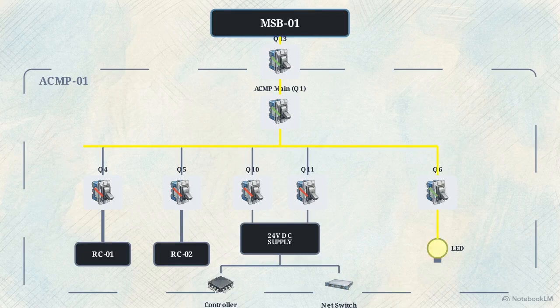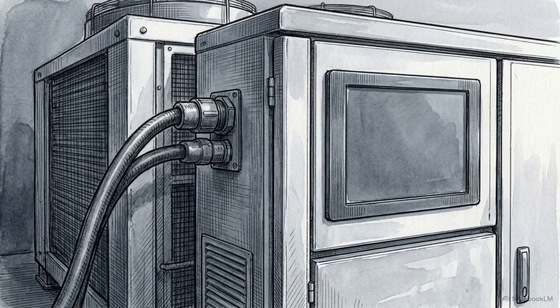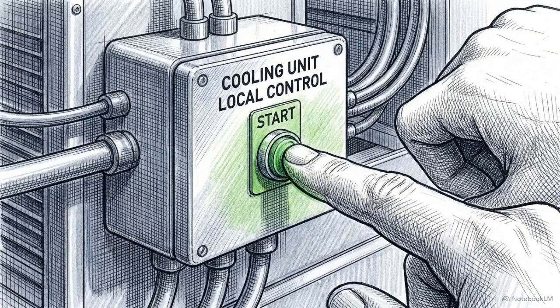Operators then switch on Q6 for LED lighting, followed by Q10 and Q11 to energize the 24-volt DC control bus. This brings the controller and network switches online. Next, breakers Q4 and Q5 are closed to provide the high-voltage supply for the room cooling units. It is important to note that supplying power to these breakers does not automatically start the cooling units. The units have their own local controllers and breakers that must be verified as part of the thermal startup.